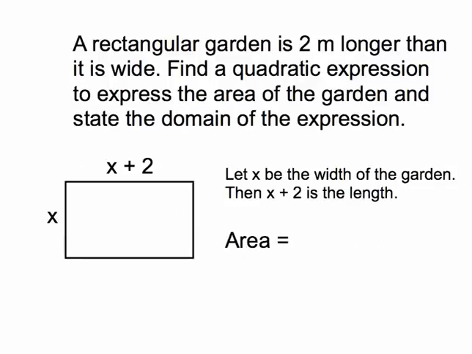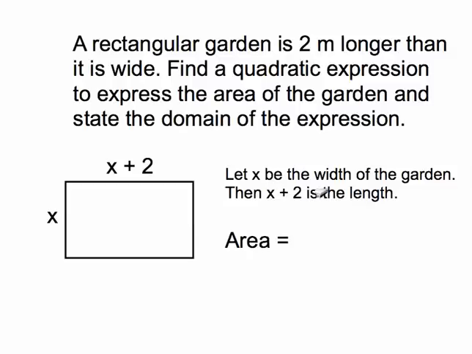So here's an example of a word problem like you might have gotten when you were first learning how to do word problems with quadratics. A rectangular garden is 2 meters longer than it is wide, and it asks: find a quadratic expression to express the area of the garden and state the domain of the expression. Here are our let and our then statements.